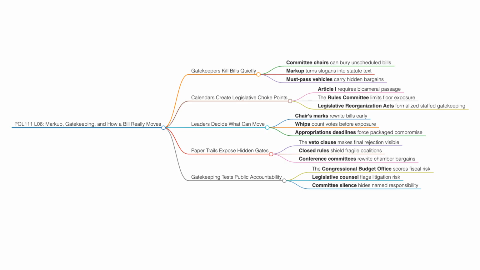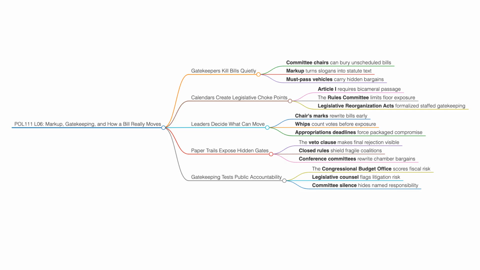A chair who refuses a hearing has not violated Article 1. A rules committee that sends a bill to the floor under a closed rule is not defying the Constitution. A Senate minority that forces cloture fights is using chamber procedure to raise the price of action. Those moves often shape outcomes more than the final vote because they determine which coalition fractures first and which amendments never receive daylight.